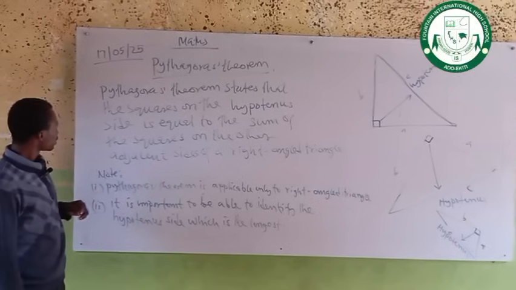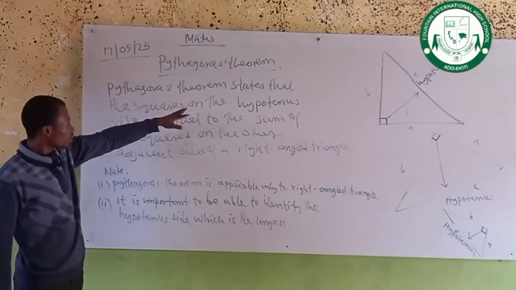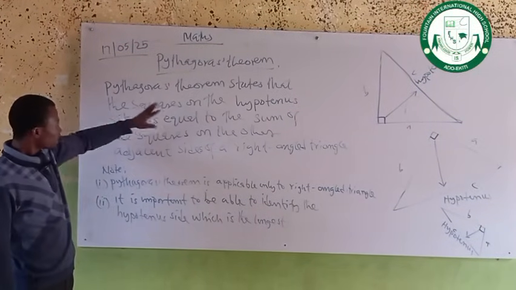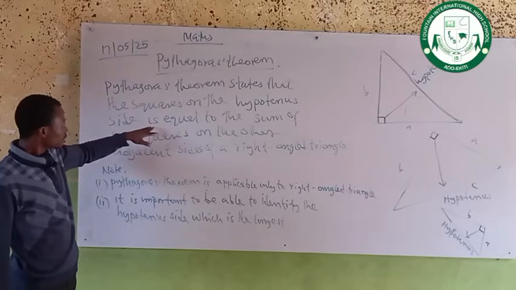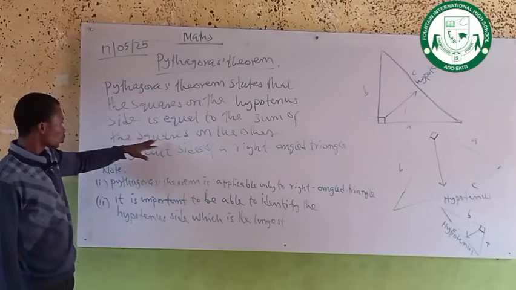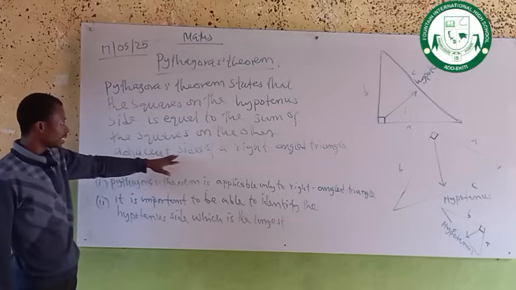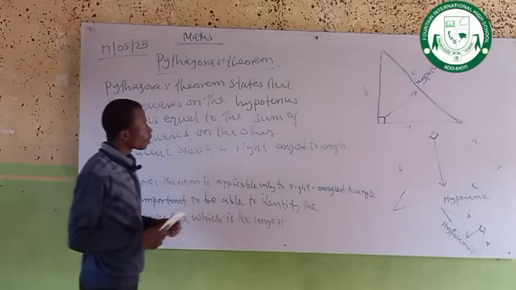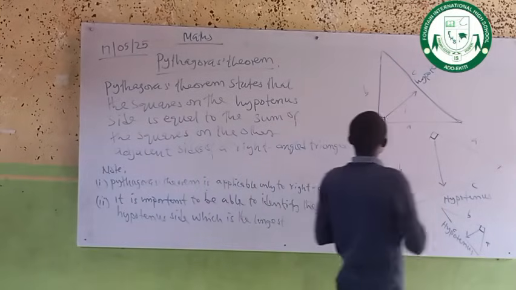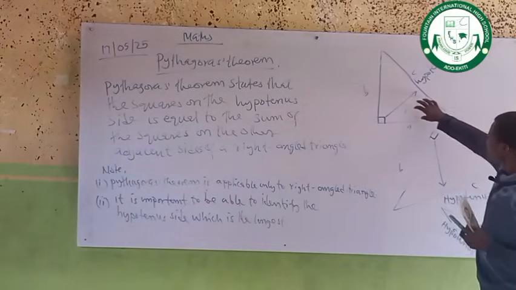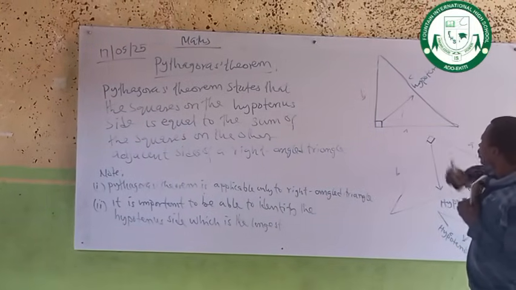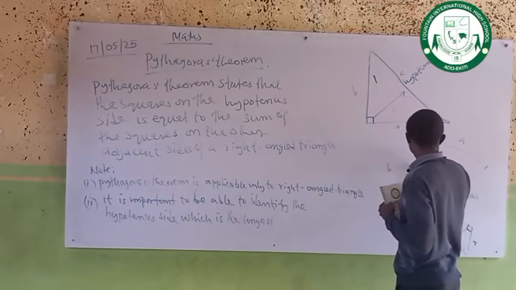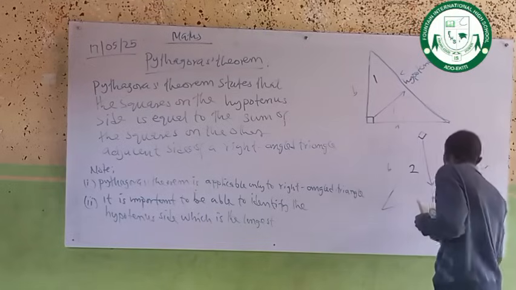The theorem says that the square on the hypotenuse is equal to the sum of the squares on the other two sides of a right angled triangle. Now let's look at this first diagram. I want to name it 1, this one is 2, this one is 3.